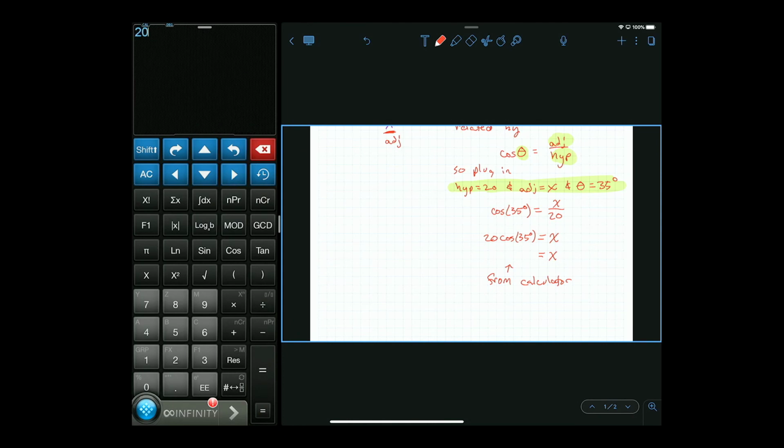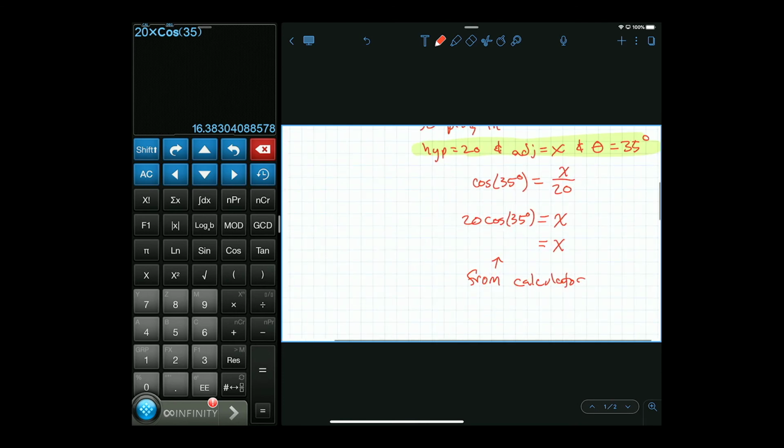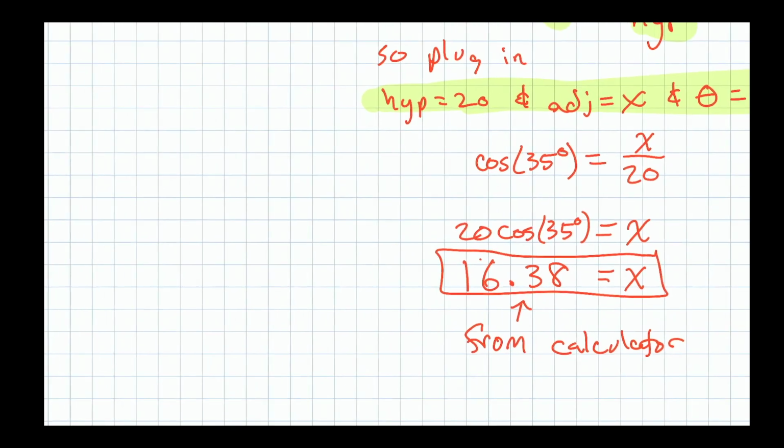So I can type in 20 times the cosine of 35 in degree mode, hit enter, and we get a number. And the number is 16.38. Okay, and that's our answer. That's going to be the length of the side. And so that's something that you already know how to do. That's not new.